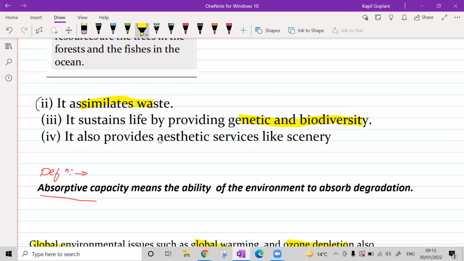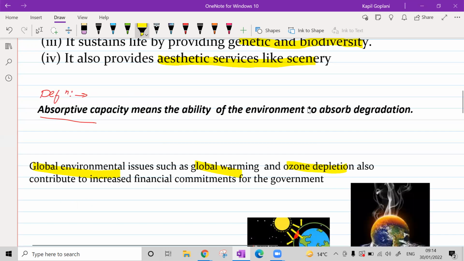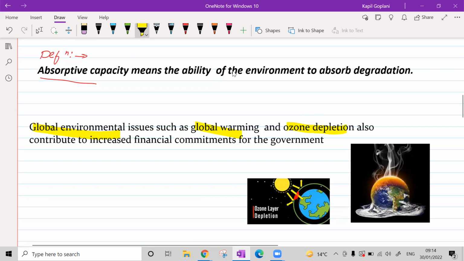And it is also providing what? Aesthetic services like scenery view. I told you yesterday about the regional park. So it is providing aesthetic services. Now, yesterday I also told you about the absorptive capacity. The definition of absorptive capacity you can note down, that has been given. Absorptive capacity means the ability of the environment to absorb the degradation. Suppose whatever waste you are generating, how much waste can be absorbed by the environment? That is the absorptive capacity.